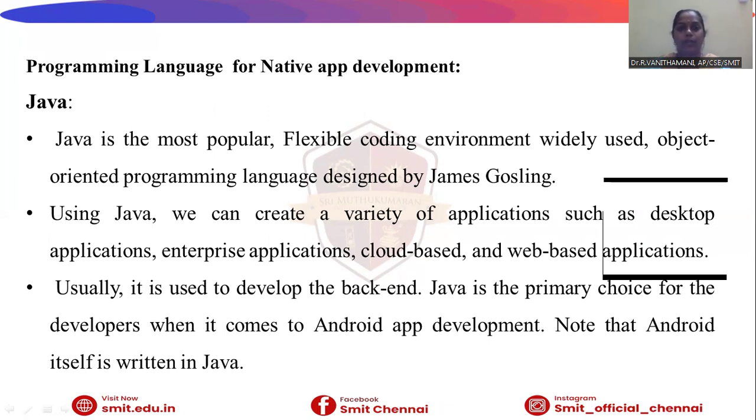Java is the most popular, flexible coding environment, a widely used object-oriented programming language designed by James Gosling. Using Java, we can create a variety of applications such as desktop applications, enterprise applications, and cloud-based and web-based applications. Usually, it is used to develop the backend. Java is a primary choice for developers when it comes to Android application development. Note that Android itself is written in Java.